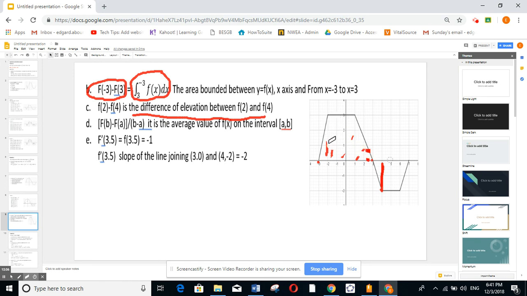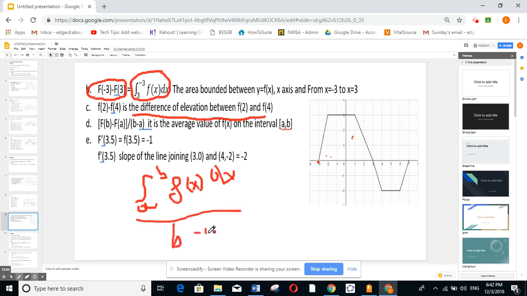Now, what do they need? They need us to find what F of b minus F of a over b minus a means. First of all, big F of b minus big F of a, as you all know, is the integral from a till b of small f of x dx. And if I divide it by b minus a, it is nothing else than the average value of f of x on the interval [a, b].